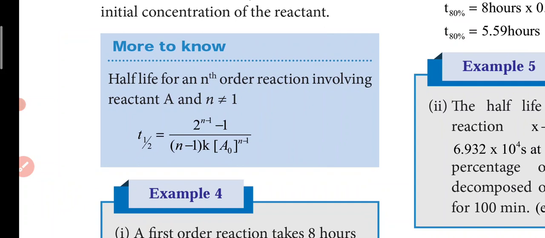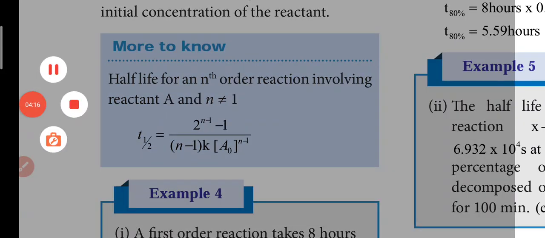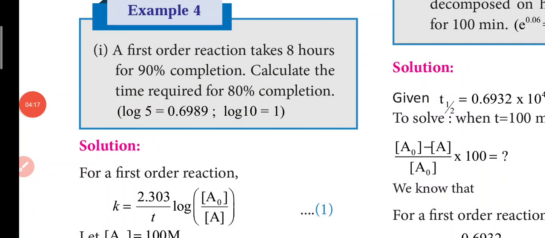Now for nth order, we find t half is equal to 2 power n minus 1 minus 1, divided by n minus 1 k a naught power n minus 1. So now we will see one problem here. The remaining problems you work out, and if you have any doubts, please ask me.